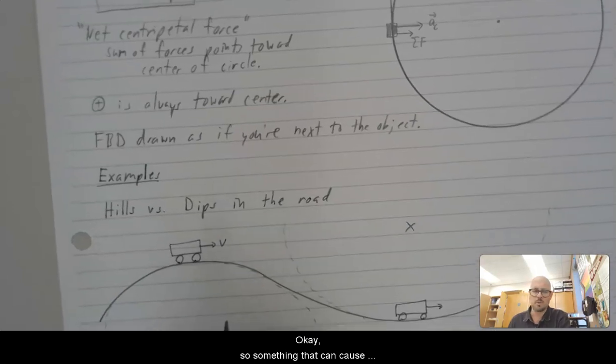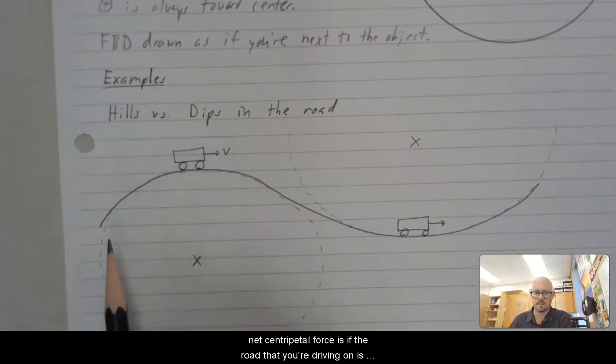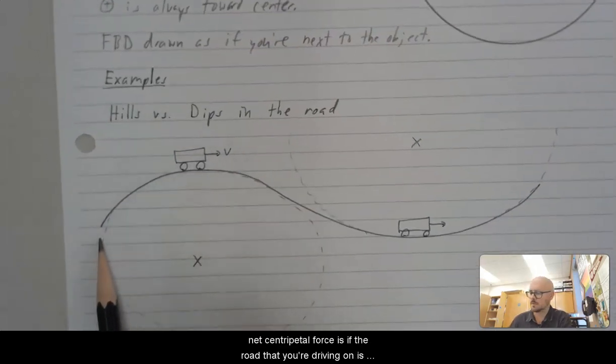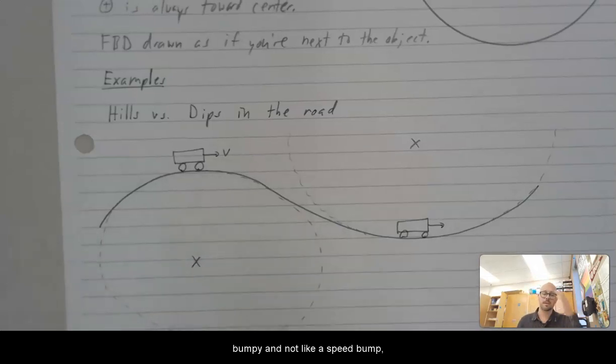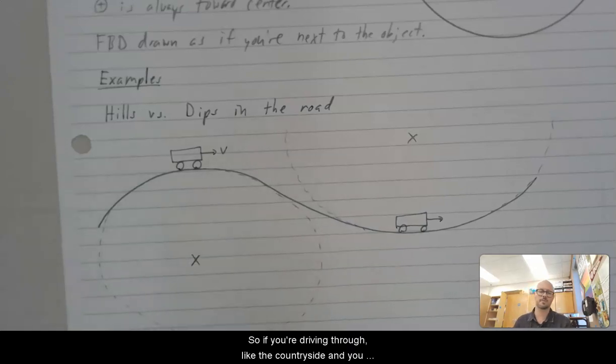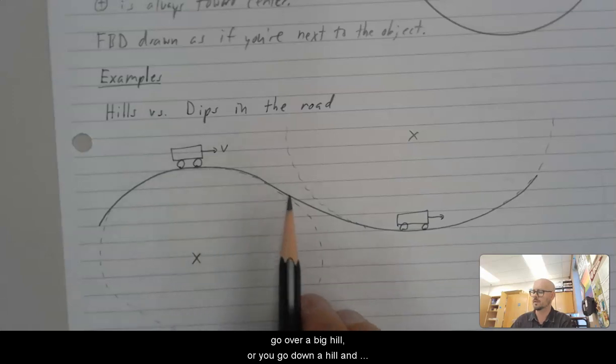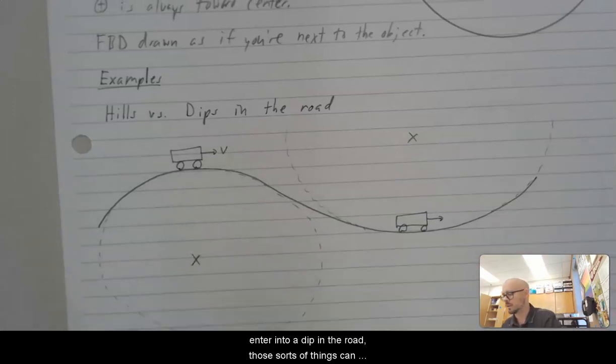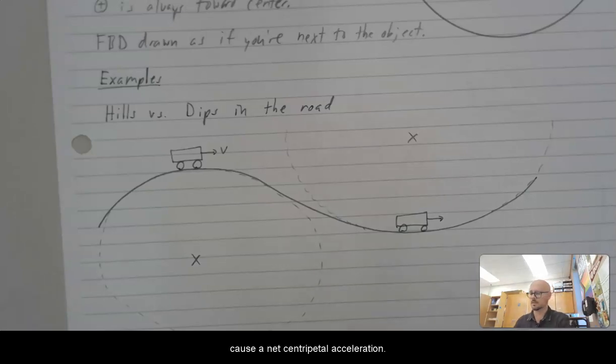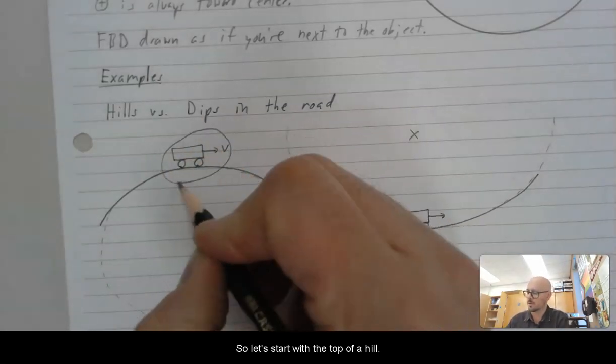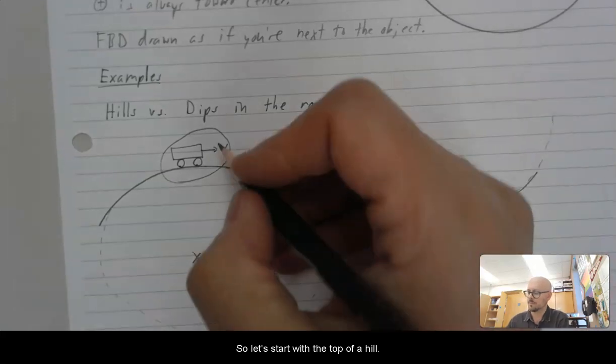Okay, something that can cause net centripetal force is if the road that you're driving on is bumpy, and not like a speed bump, like a big curve. So if you're driving through the countryside and you go over a big hill, or you go down a hill and enter into a dip in the road, those sorts of things can cause a net centripetal acceleration. So let's start with the top of a hill.